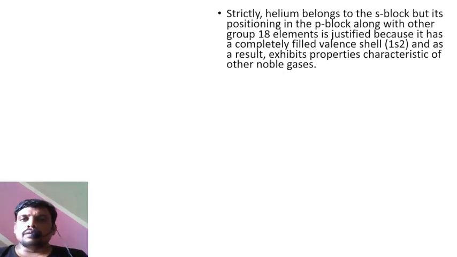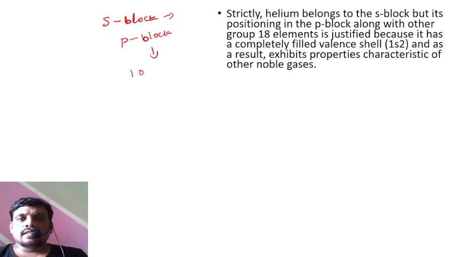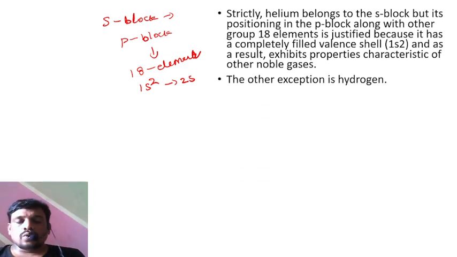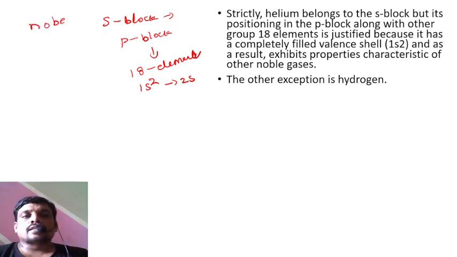Now, strictly helium belongs to the s block, but its positioning in the p block along with other group 18 elements is justified because it has a completely filled valency shell 1s2, and as a result exhibits the properties and characters of other noble gases. We are going to see this in the coming classes. I will explain in detail what the characters of noble gases are and how they behave.